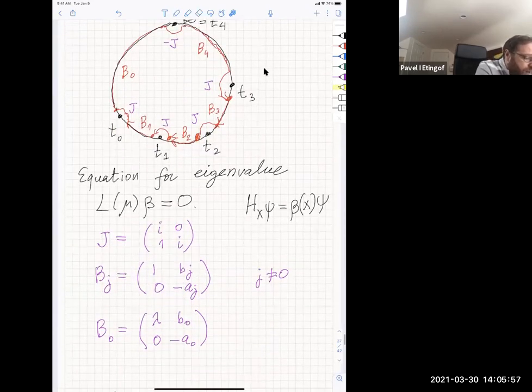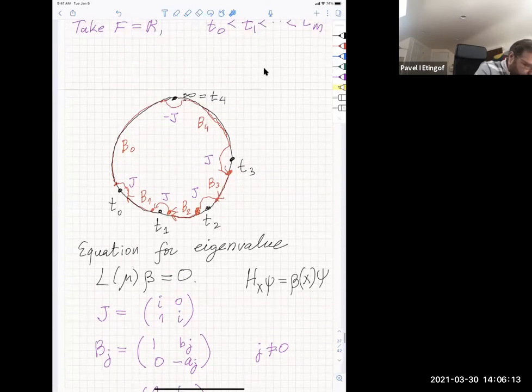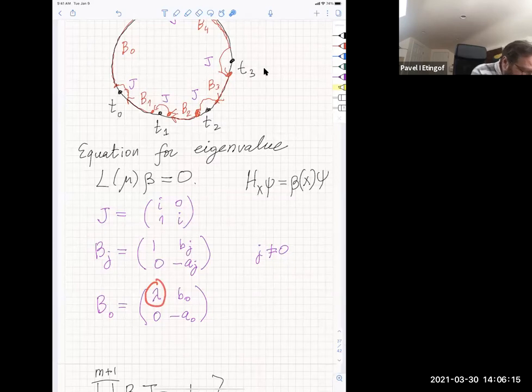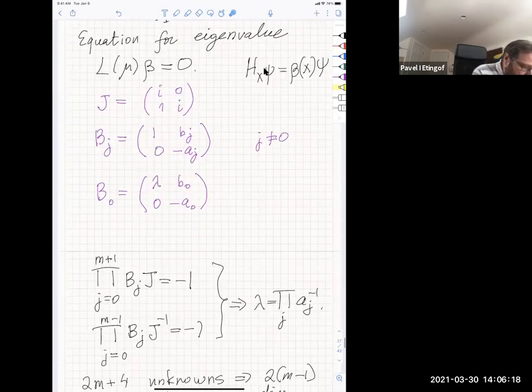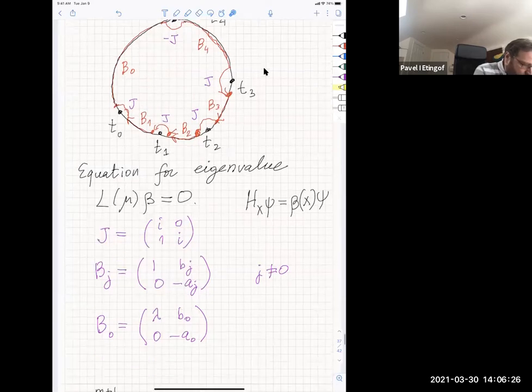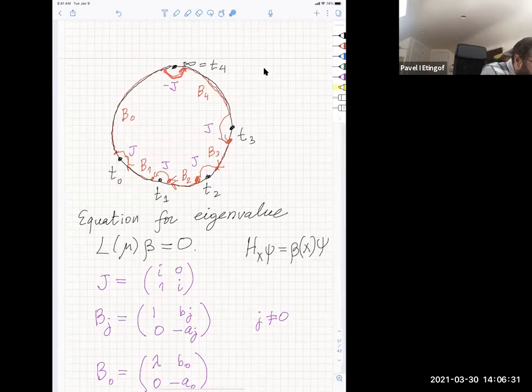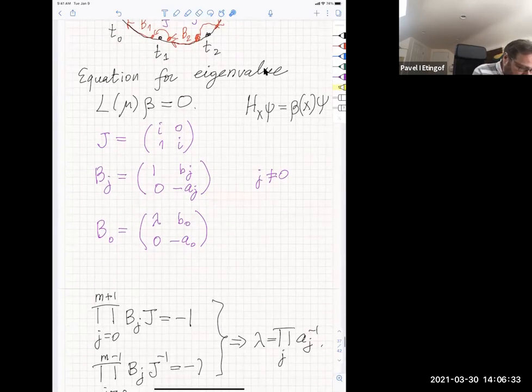in an appropriate basis. And then if you go from one point to the other, then again, in an appropriate basis, you will get a matrix which has this form, 1 b_j 0 minus a_j. Except the last one, where you might need a lambda on the diagonal, but otherwise the same. And then there is a condition that if you go the whole circle, well, inside everything is regular, so the product should be 1. And the matrix here will be minus j, actually. So you will get a product -1.